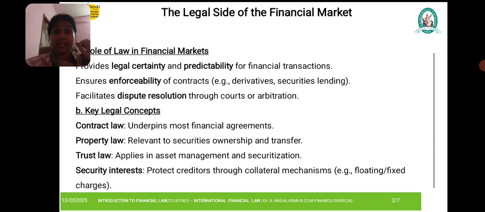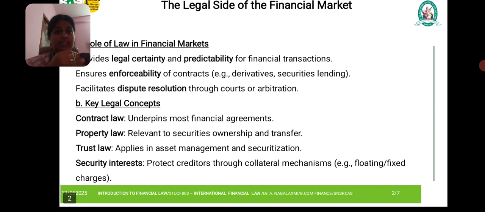Now we can see the key legal concepts. What are the key legal concepts? Contract law, property law, trust law, and security interest. For every transaction there will be a contract, so there should be financial agreements. Property law means the ownership and the transfer of ownership.